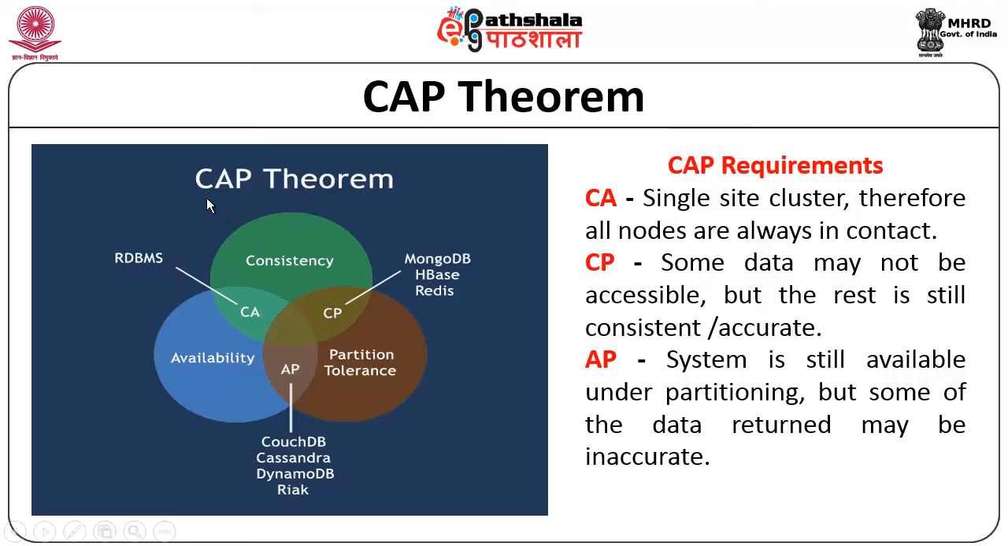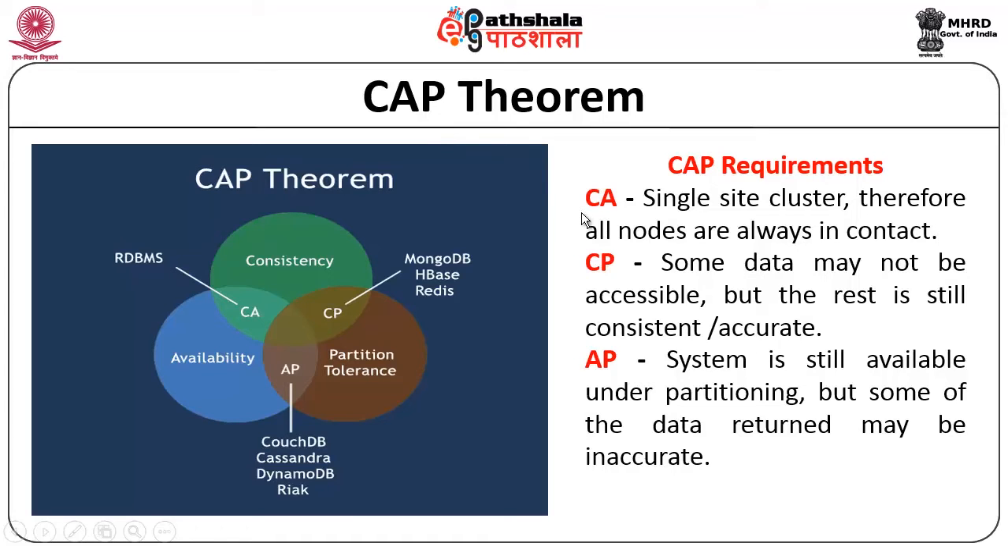The combination of consistency and availability is indicated by the overlapping region of the availability and consistency sets. CP is consistency and partition tolerance, which is represented by the overlapping region of the consistency and partition tolerance sets, and AP is availability and partition tolerance. This is in the region of overlap between availability and partition tolerance. So, what does it mean? We get three combinations of these CAP properties.